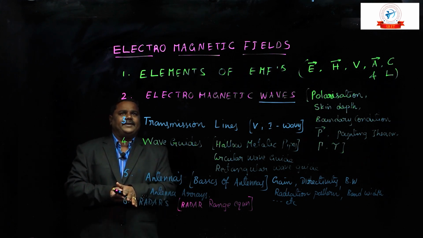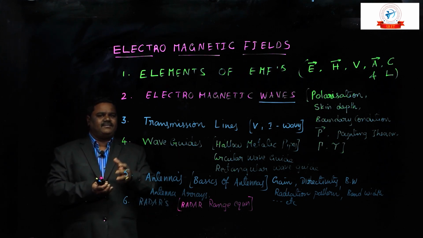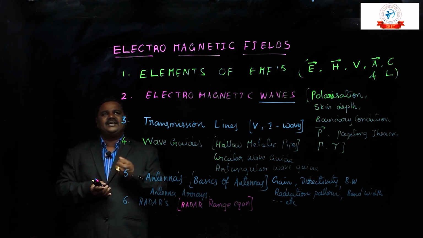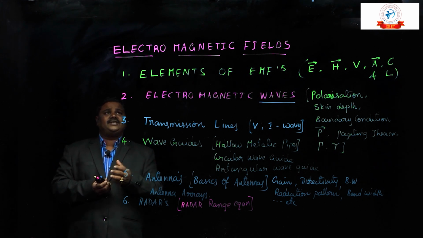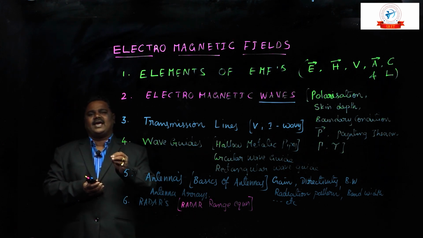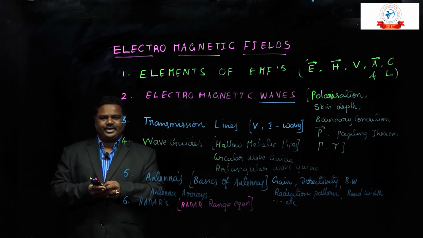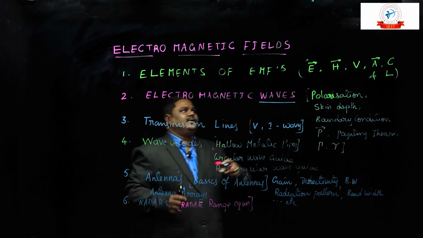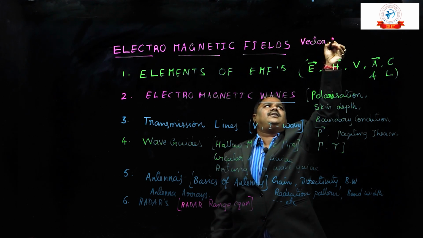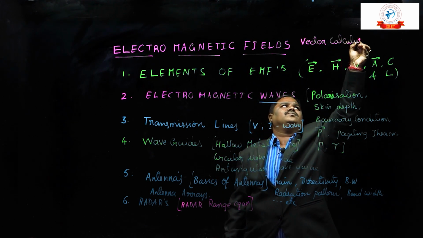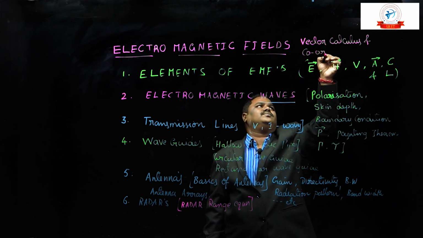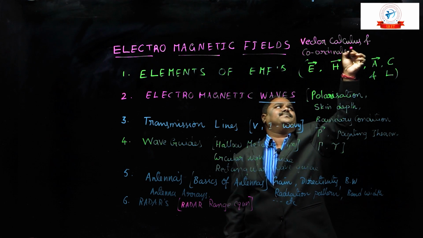But to understand electromagnetic fields, or to start with them, first of all you need to understand the basics of mathematics. The basics you require are vector calculus and coordinate systems. To understand this, I am going to explain vector calculus and coordinate systems.